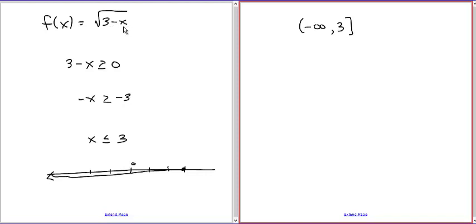The square root of 0 is 0. If I do a number less than 3, like 2, I get 3 minus 2, which is 1. The square root of 1 is 1. If I have 0, I'd get 3 minus 0, which is 3. The square root of 3 is a number. If I did 4, I'd have 3 minus 4, which would be negative 1, so that wouldn't work. So you can see how that pans out.